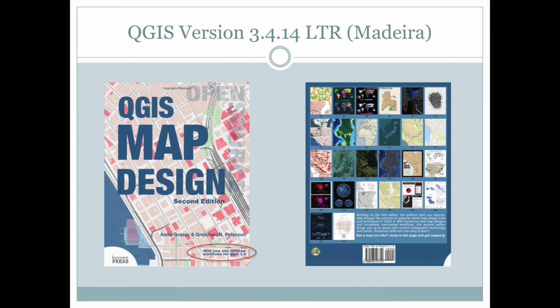This is the book we're using for the class, QGIS Map Design by Anita Graser and Gretchen Peterson. And you can see right there on the front cover where it's circled that it's new and updated for QGIS 3.4. So that is, once again, the version that we'll want to use, and specifically, as it says on the top of the slide, version 3.4.14 LTR, which is also called Madeira. And the other slide here on the right shows the back of the book, and these are some of the maps that we'll be making with QGIS in this class this term.